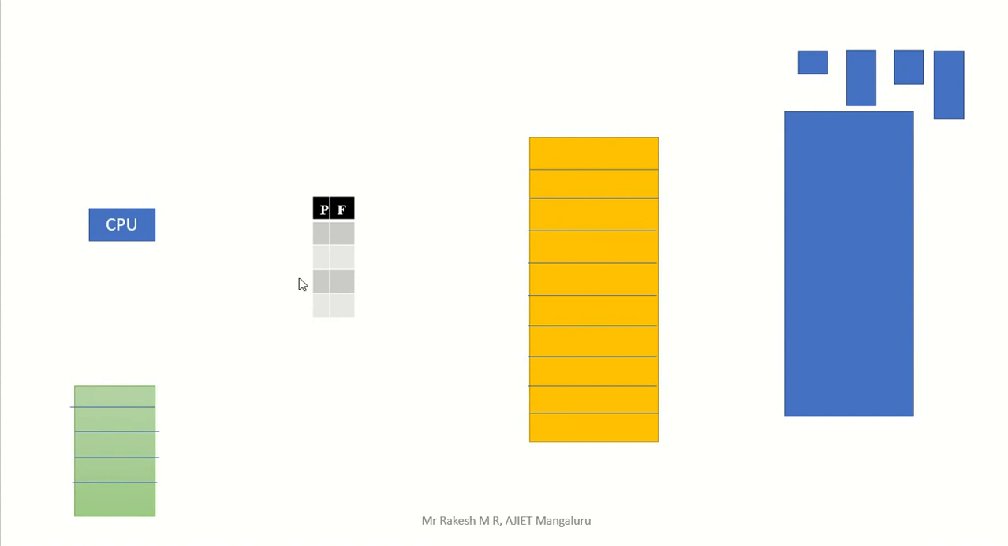All those page tables are also stored in main memory. Whenever it is required, it is fetched, and the CPU will check that page entry in the page table. So all the page tables related to processes are also stored in main memory itself. This is the concept of paging. Now let us go to the structure of the page table in the next slide.